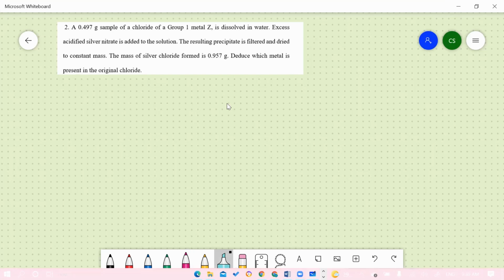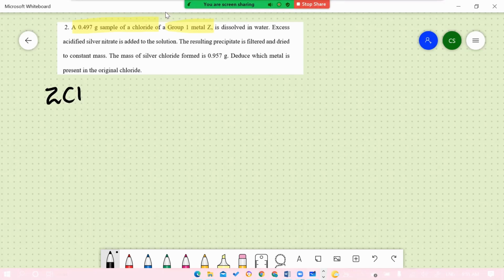Okay, now first, ask yourself what you know, what you don't know, what you need to find out. What do we know? We know that we use a group 1 metal chloride, and we use 0.497 grams of ZCl. Let me write that down. Does that make sense to you, what I said a while ago? Yes, it was on point. You never make me have to ask you, so that's great.